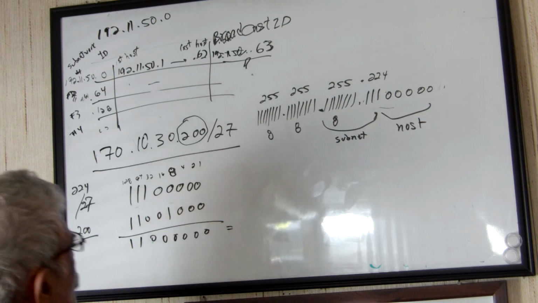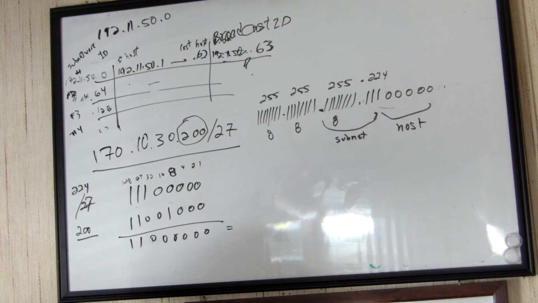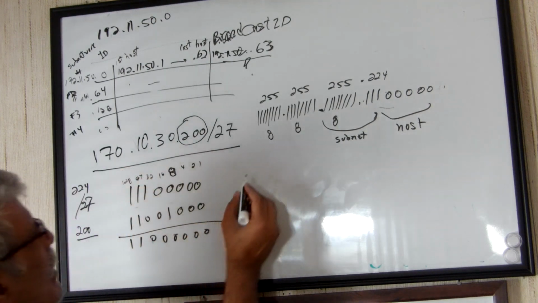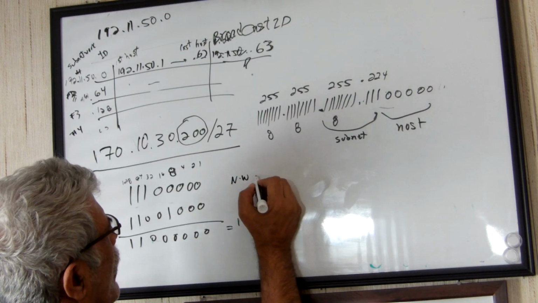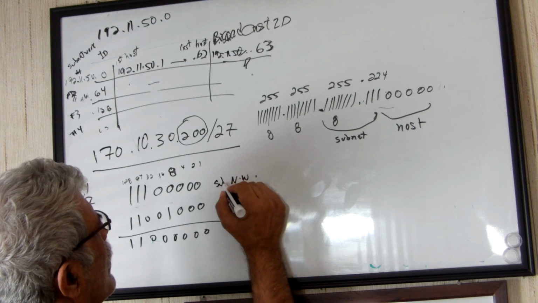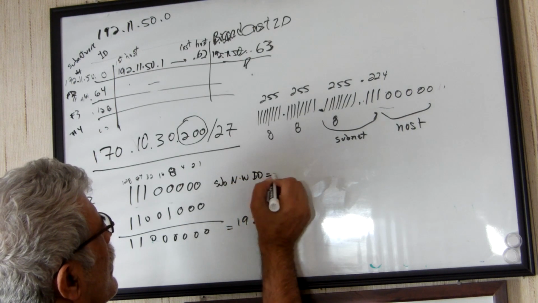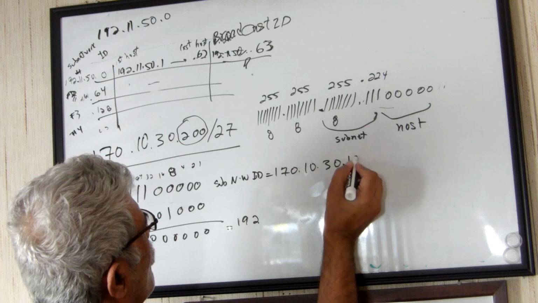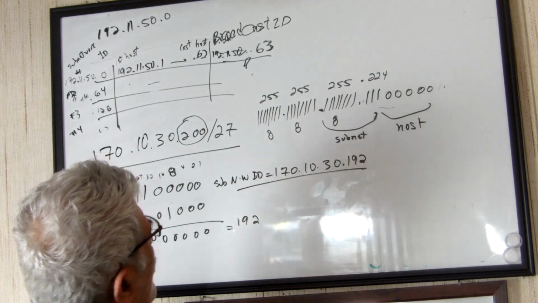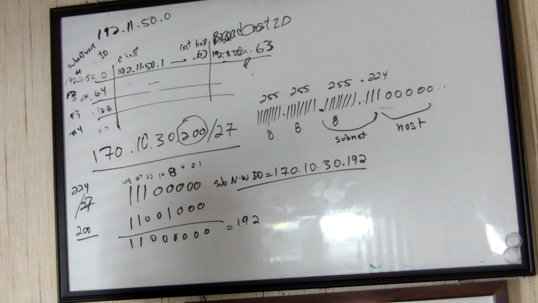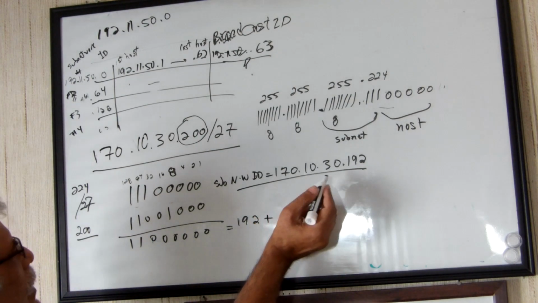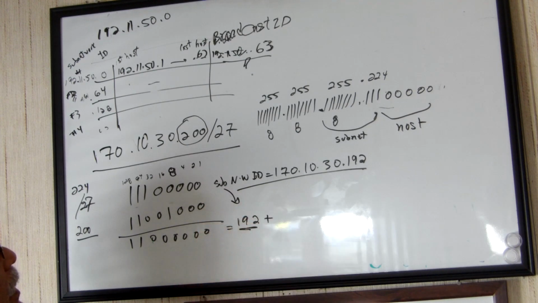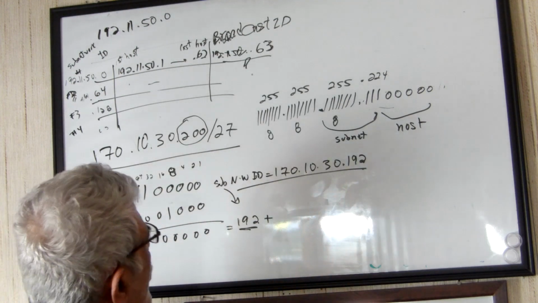So the subnetwork address for this is going to be 170.10.30 and then 192. See, 192, that's the subnetwork ID at the end here.